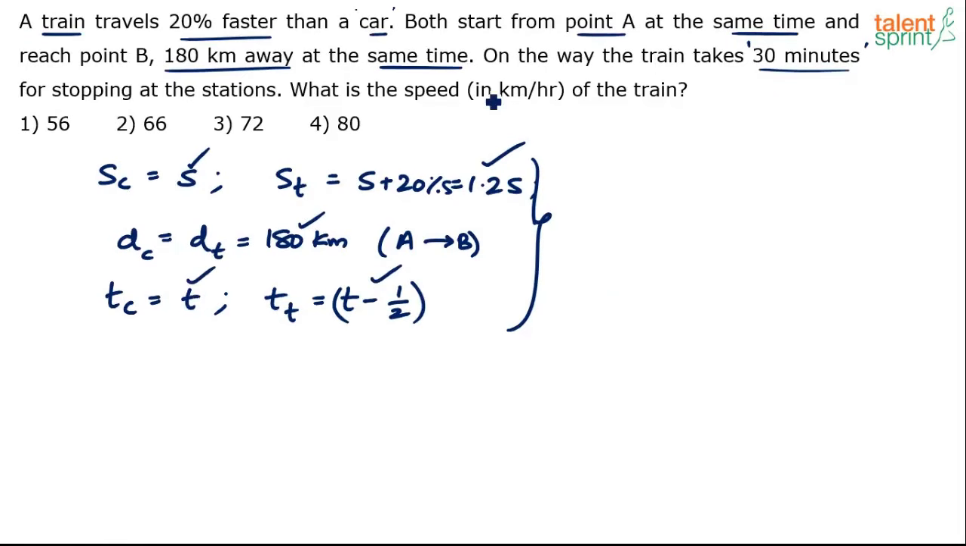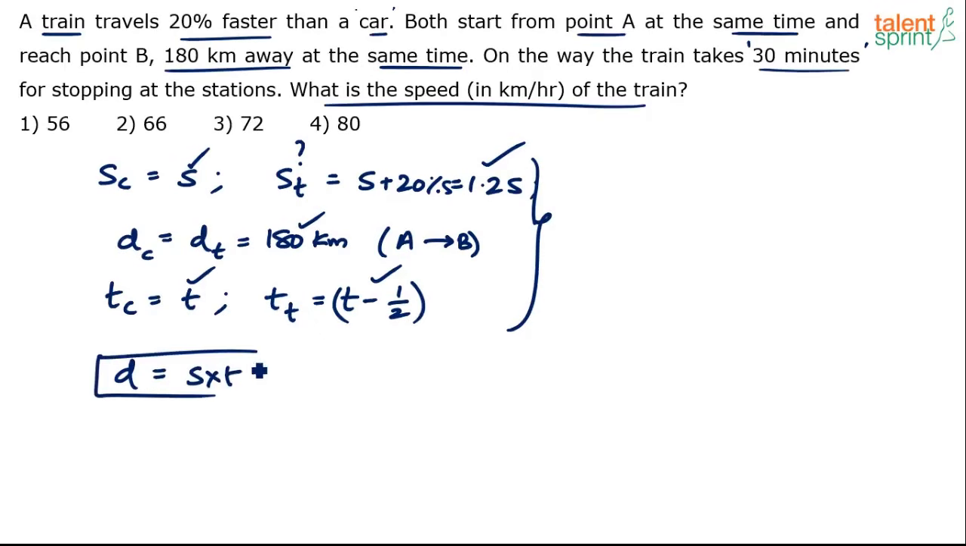Right? What is the speed of the train? We have to calculate 1.2 S here. Just remember that, speed of the train is a question mark. Now, what is common? The distance covered by both of them is common, right? Distance is equal to 180 kilometers, right? What is distance? Speed into time. So let's equate the distance.